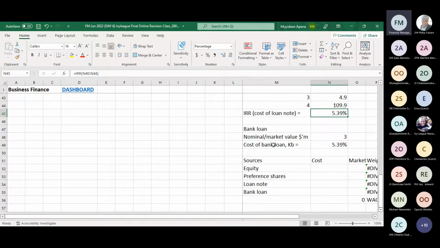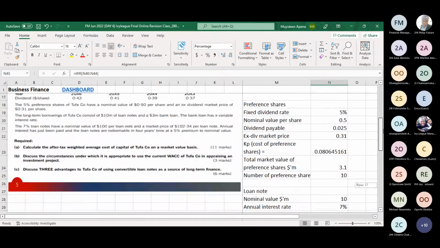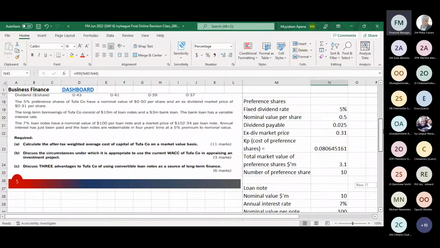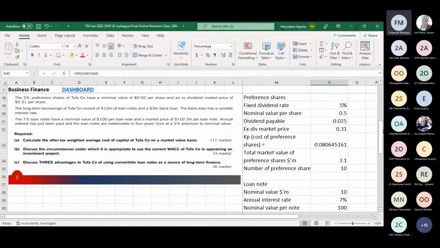So we are told that the bank loan has what? Bank loan has a variable interest rate, which means it changes. So it's not fixed. Are you following? Yes, sir. So it moves from one point to the other. So the only thing that is reasonable.